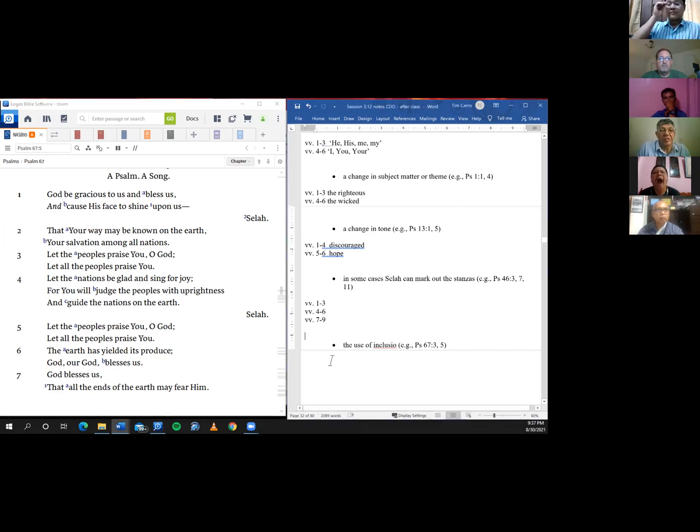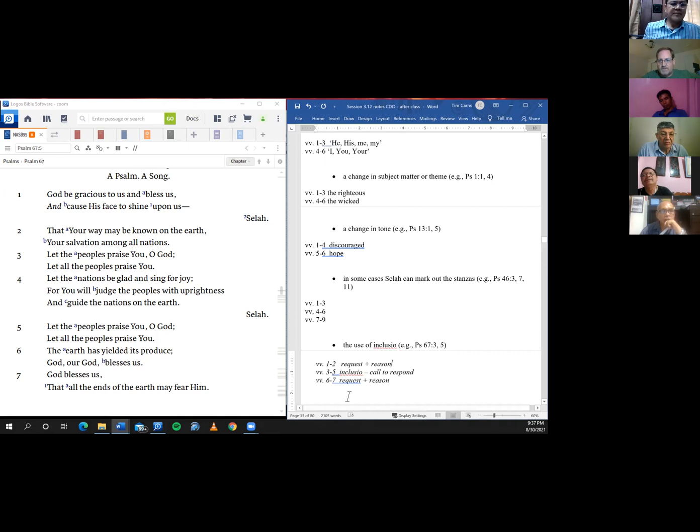So I would see this in this way: verses 1 and 2, then verses 3 to 5, that's the inclusio, the call to respond. And then verses 6 and 7. So 1 and 2 describe a request for God to bless us. And then 6 and 7 is a request and a reason. Request and a reason, and then the inclusio in between.